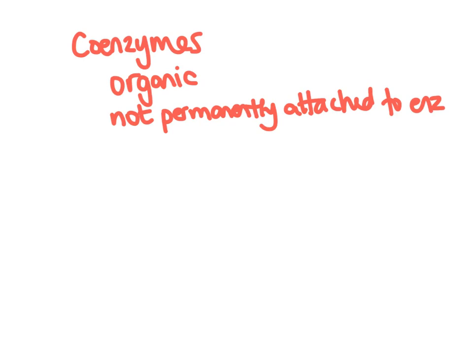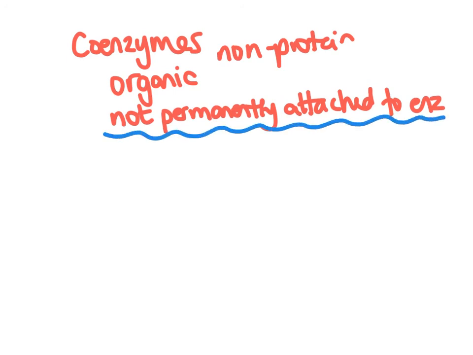So if we look at this next diagram, coenzymes are non-protein, but they're organic, and they are not always attached to the enzyme. A lot of coenzymes contain a vitamin. Now, you know that if you're lacking in a certain vitamin, you might have some symptoms, and we call those deficiency diseases.